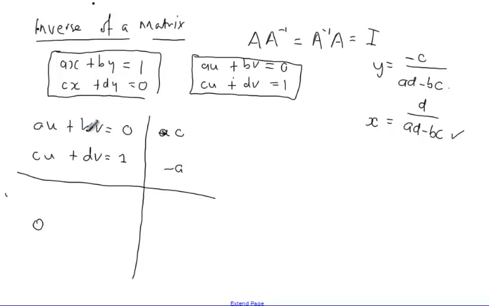I'm going to get BC minus what? Minus AD. What is that? That's V equals to minus A. Do you agree with me? Okay. Then at the end of the day, voila, V equals minus A over BC minus AD.